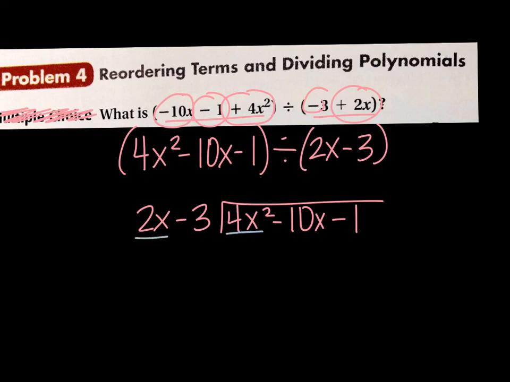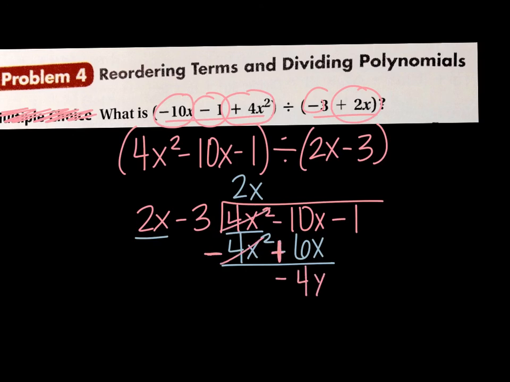So how many times will 2x go into 4x squared? How about 2x times? You multiply, you should get the same thing. And then 2x times negative 3 is negative 6x. Add the opposite. And I get negative 4x minus 1.